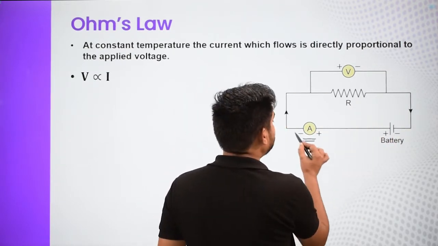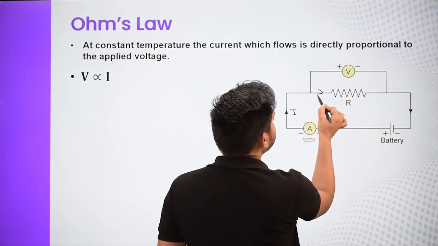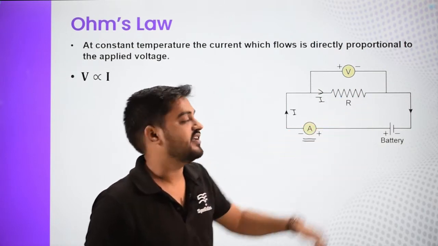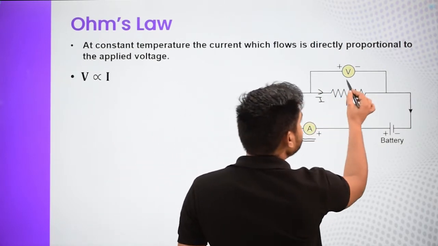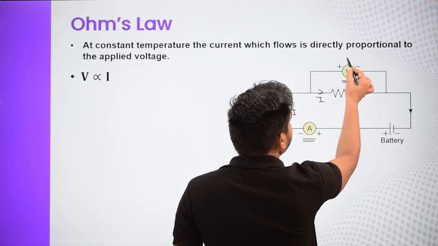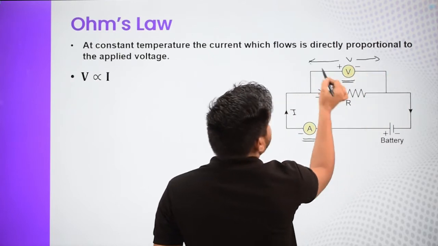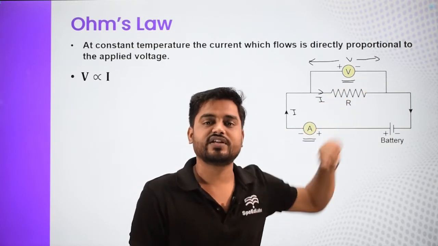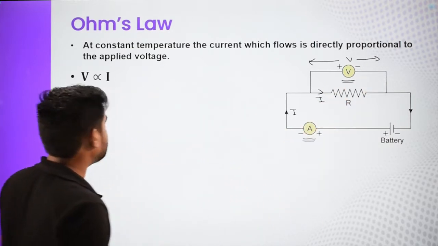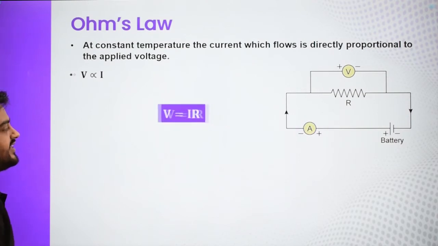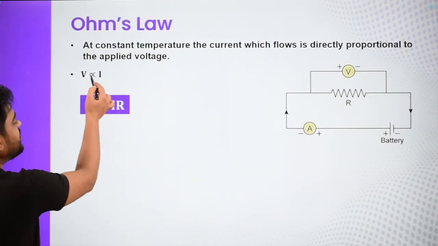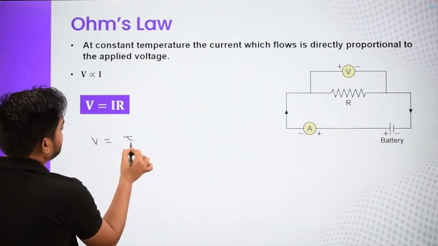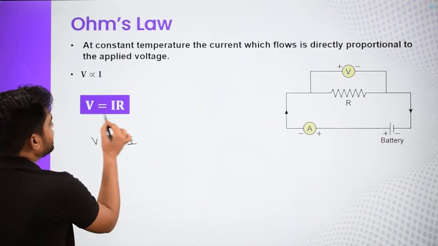I put an ammeter which will measure this current, which is passing through this resistor. This is just a piece of conductor, and we have applied a voltmeter which is measuring the potential difference V across this resistor. As we increase the current, the V also increases, and they are directly proportional, and that is what Ohm's law states. If we remove the proportionality, then we get a constant over here, and that constant is nothing but R. So V is equal to IR.